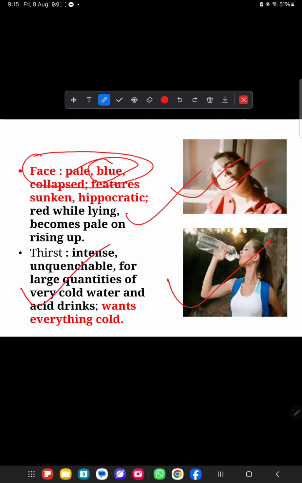But these symptoms I want to correlate with another medicine. Burning thirst for large quantities of cold water. Which medicine? Can anyone tell?